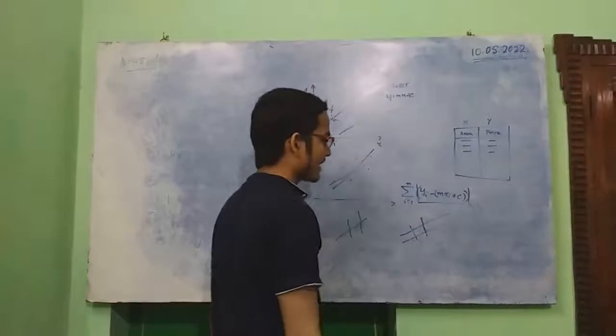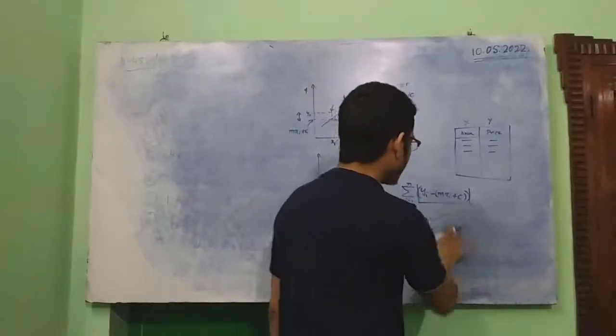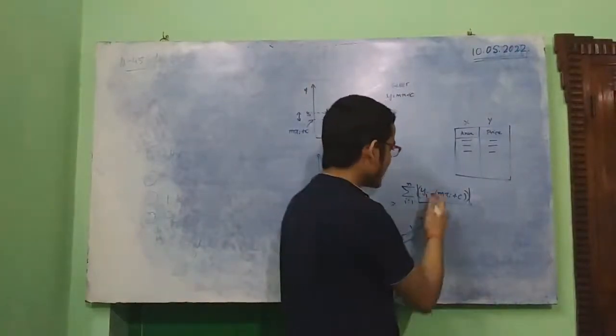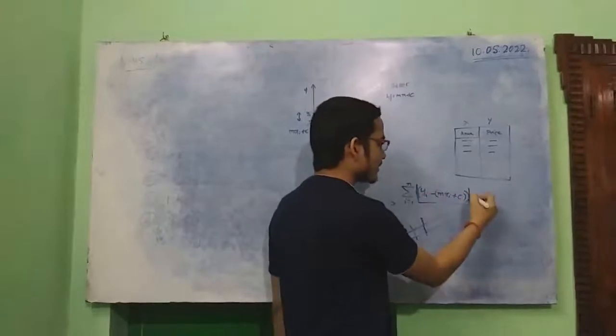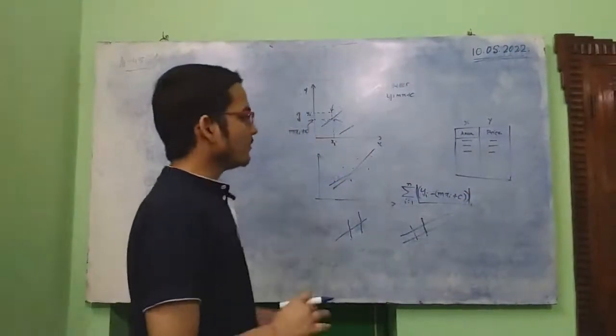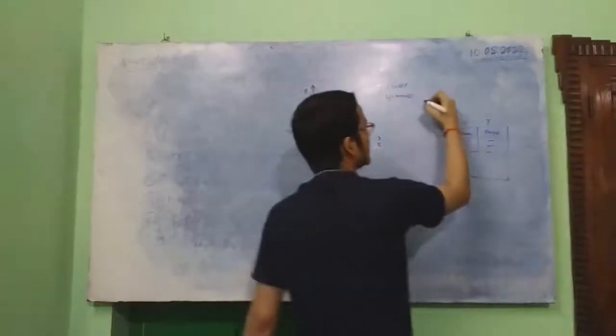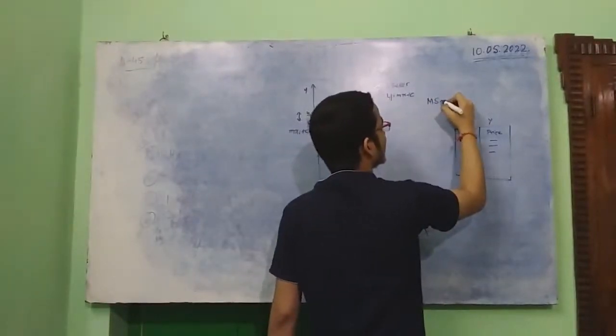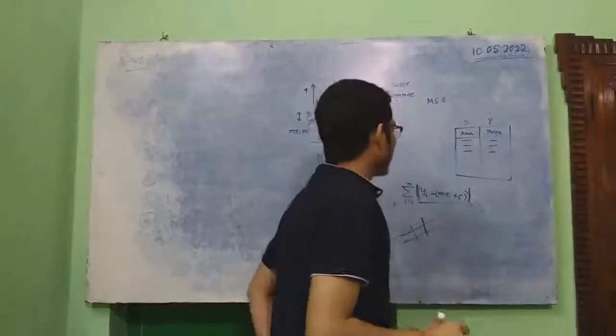So what will exactly happen? If you shift the line between the same two data points, you will find that the modulus value also comes out the same. So modulus will also not work. So we use something known as mean squared error, MSE. Mean squared error. What does it say?